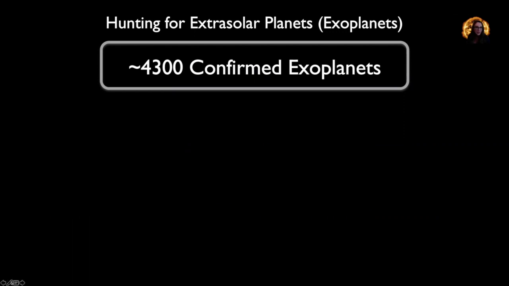So as of this week, there are 4,301 confirmed exoplanets. There's a lot more that have potentially been detected, but you have to spend a lot of time sorting through that data and verifying it. After the planet makes a couple of trips around the star, you have to double check yourself that you've actually caught an exoplanet. So there's a lot of work that goes into verifying that these exoplanets exist. And here's a couple of ways we can do it.